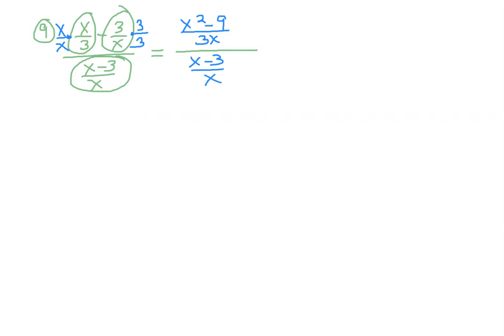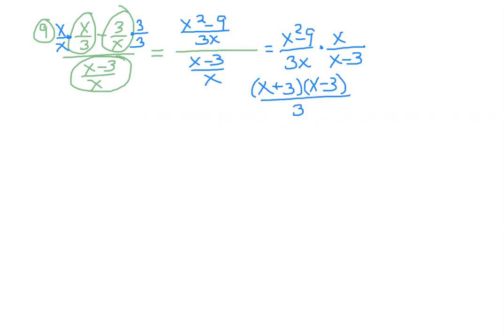Now we've got one fraction in the numerator, one in the denominator. So we're going to take the numerator and multiply times the reciprocal of the denominator. We're going to factor. This is a difference of 2 perfect squares. And we got this. And what can we cancel? x minus 3, x minus 3, x, x. And we're left with x plus 3 over 3.